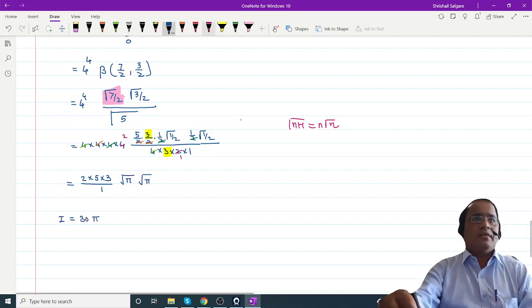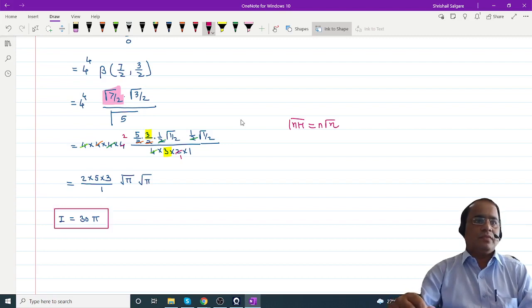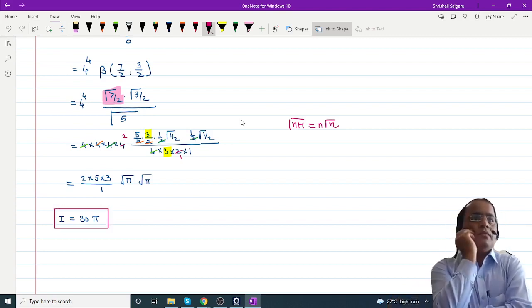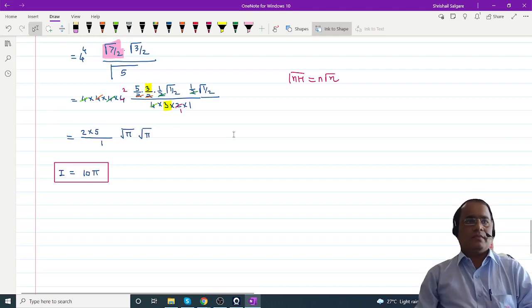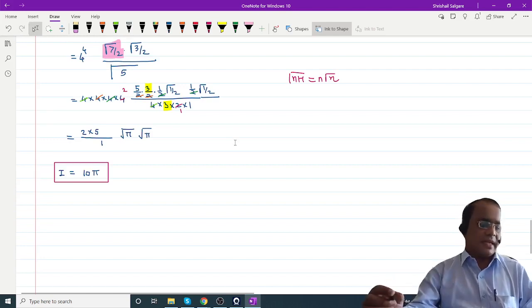30 pi. Verify the answer. Sir, 3 we have cancelled. Yes, 3 we have cancelled. That's why we can't take 3 in the numerator. That means only 10 pi. Right? That's why only 10 pi. Okay, its answer is 10 pi. It's correct. Any doubt?